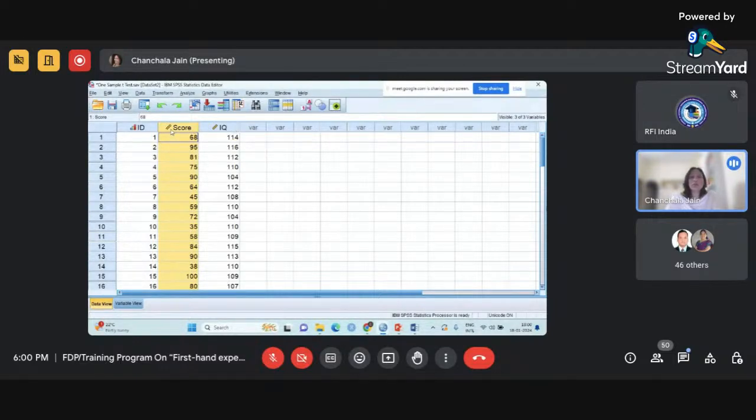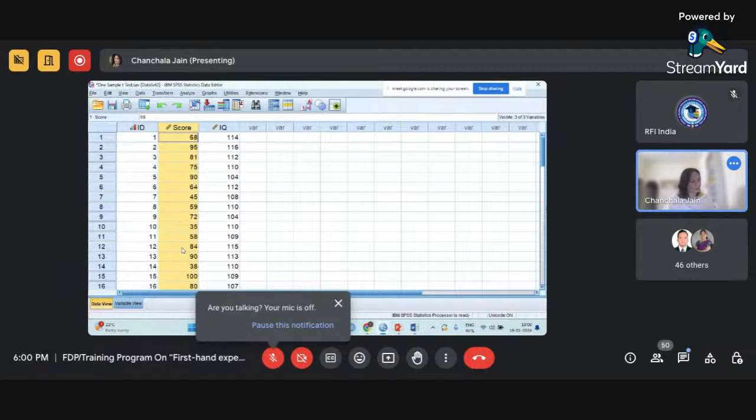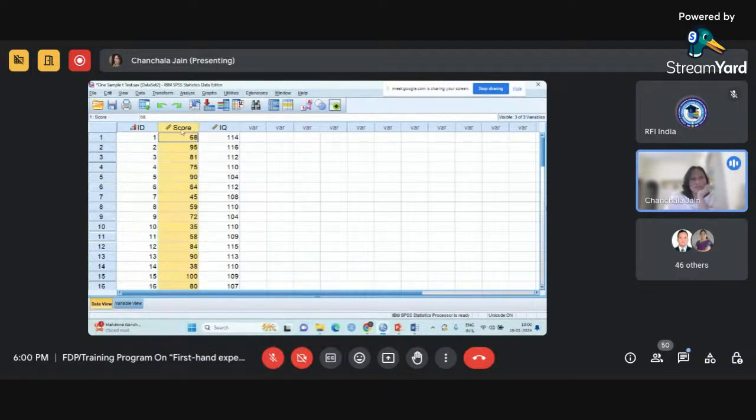So here you can see we have a score variable available with us. Firstly, we need to check the first two assumptions, right? The first assumption says, is your variable numeric? The first variable is a score, it is a kind of numeric variable. Can I say this is a numeric variable because these are the scores? Can I say?